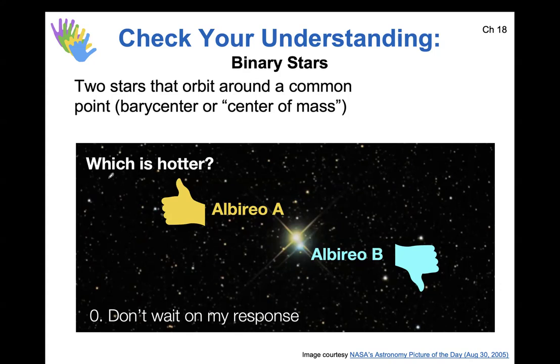But the question here is a review question. Which is hotter? Do you know how you would tell? What's your answer? Doesn't have anything to do with them being binary, by the way. So, but it's a review question, something we talked about before. Just looking at this image showing visible light, which of these two stars, A or B, is hotter? Thumbs up for A, thumbs down for B. Put it in the chat.